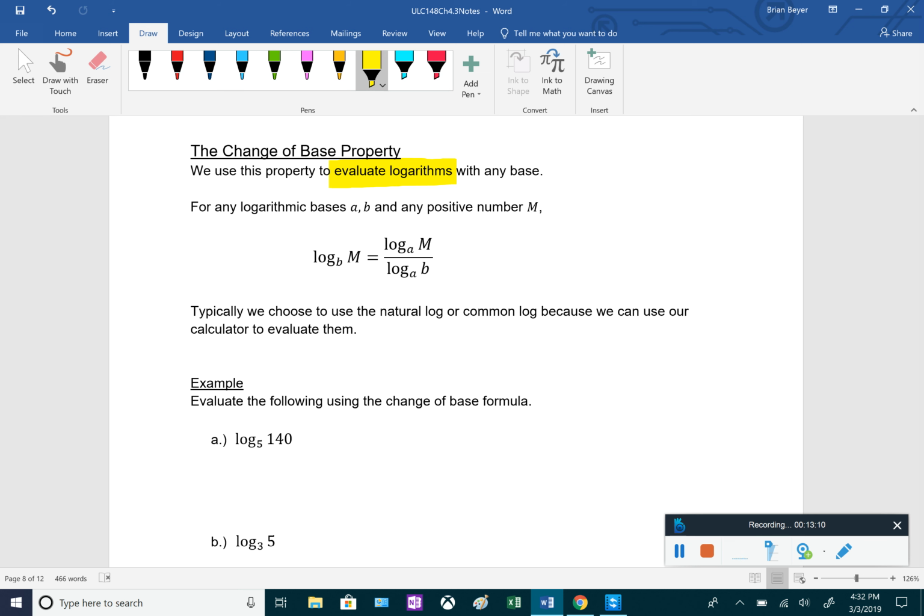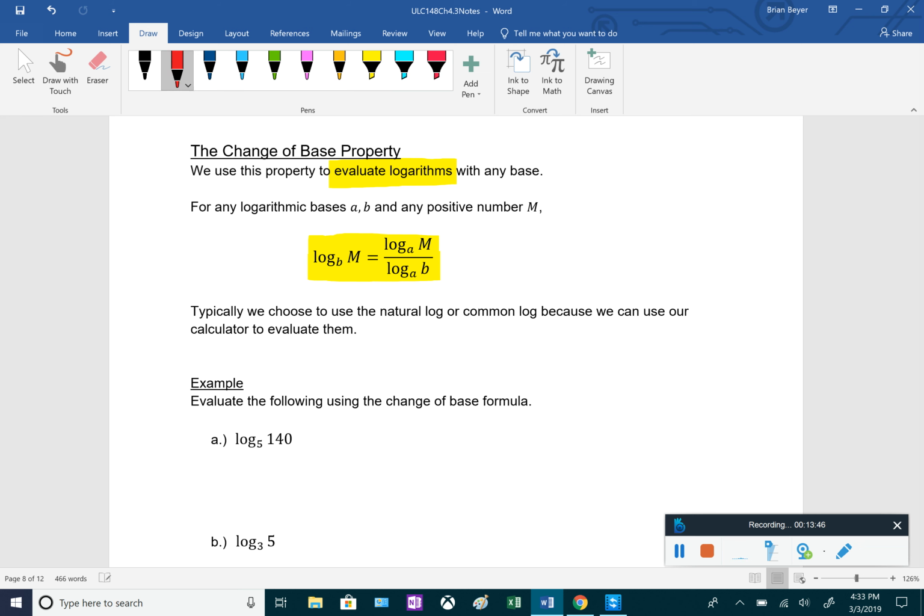Okay, so the rule here is for any logarithmic base, a and b, and any positive m, if we're trying to evaluate log base b of m, it's going to equal log base a of m divided by log base a of b. So we can change the base, hence the name change of base property. We can change the base to base a, and then divide log base a of m, which is the input, divided by log base a of b, which was the base.